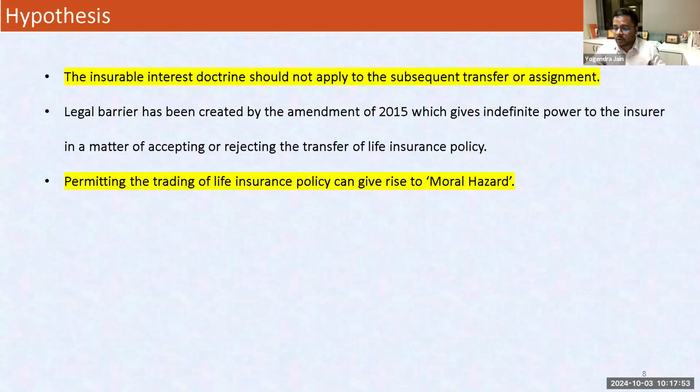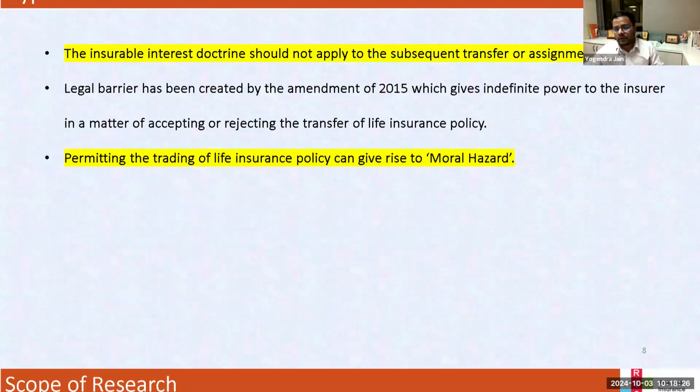You can take the example of health insurance. When I know I have health insurance, I may eat junk food a little more. That is what moral hazard is, right? An extension of adverse selection, perhaps you can say. So it can absolutely give rise to moral hazard, but that is another question, and I have countered that as well. But in this talk, I'll focus on the first question, which is insurable interest: why we should or should not have it at the subsequent assignment of a life insurance policy.